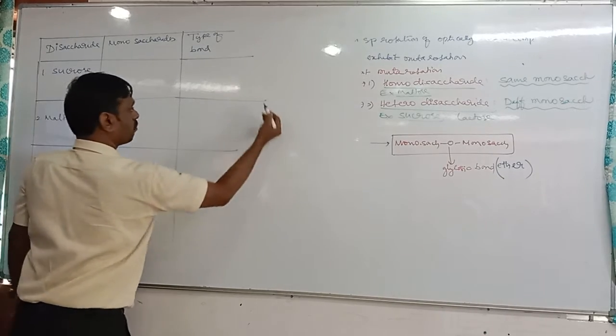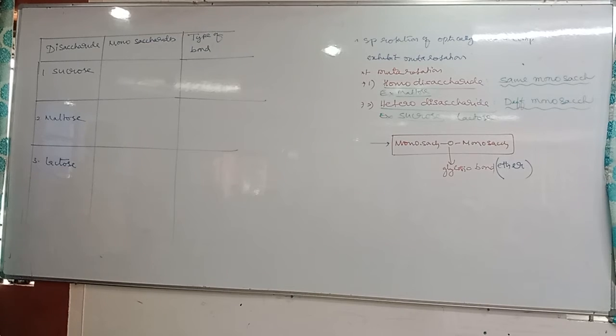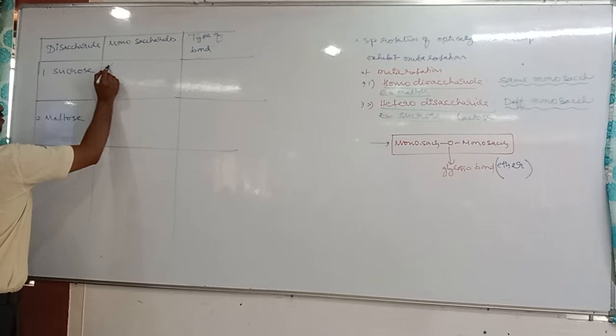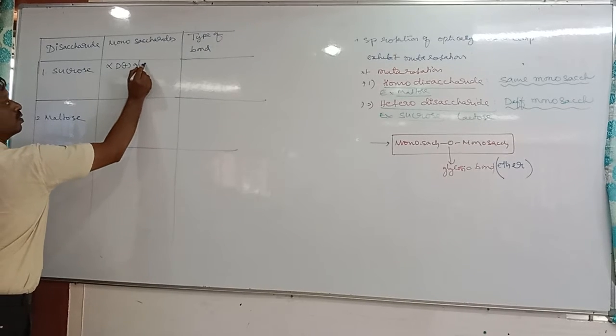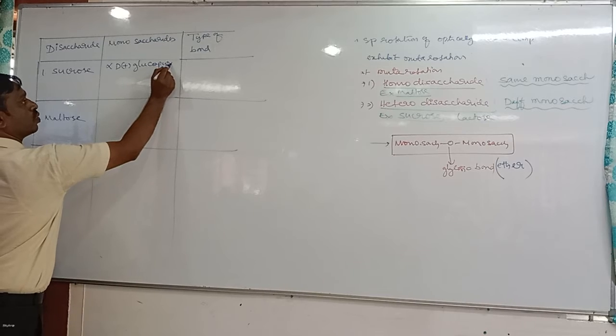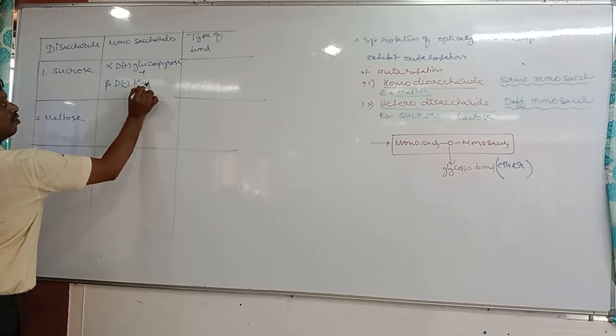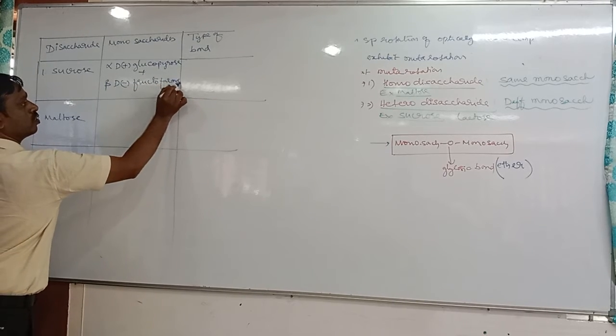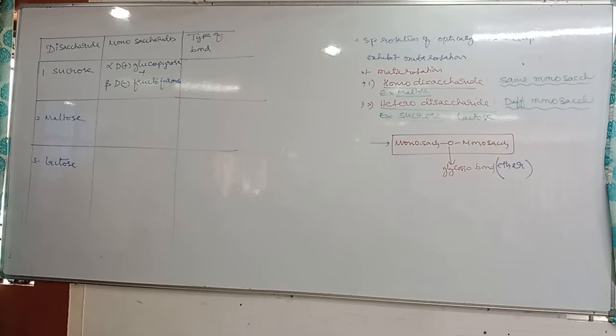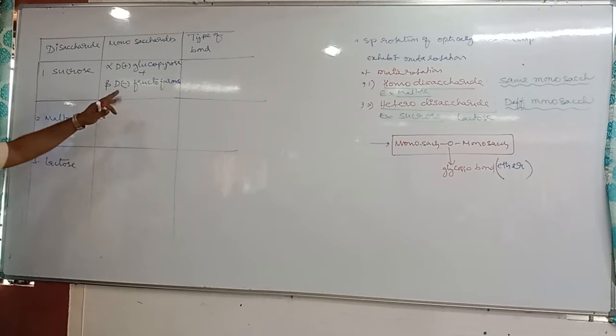Can you tell me, sucrose contains which monomers? Glucose and fructose. Which glucose and which fructose? Glucose has alpha and beta forms, and fructose has alpha and beta forms. Remember, important: sucrose has alpha-D-(+)-glucopyranose plus beta-D-(-)-fructofuranose, meaning alpha glucose and beta fructose.